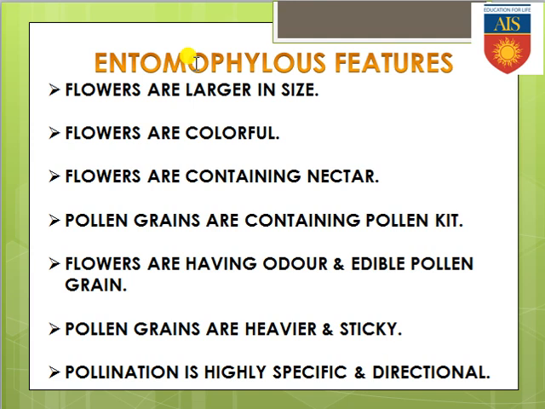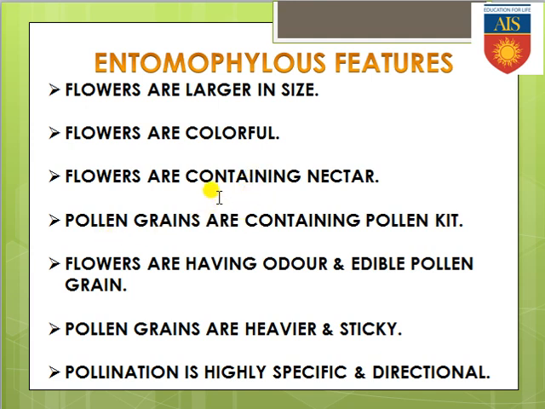First one, you can see entomophilous features. Entomophilous features means the features of entomophilous flowers. Obviously, the flowers which are getting pollinated by the help of insects will be larger in size. Flowers should be colorful, otherwise they can't attract the insects for pollination. Flowers have nectar, because for this nectar only various kinds of insects come to the flower. If nectar is not present, obviously insects will not come.